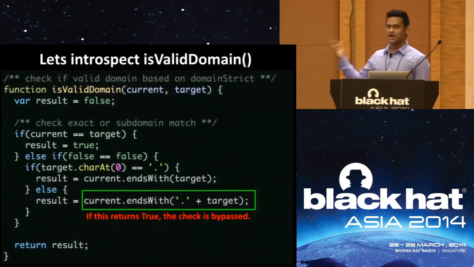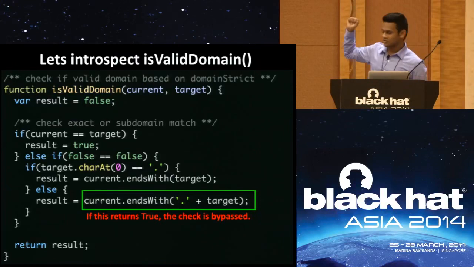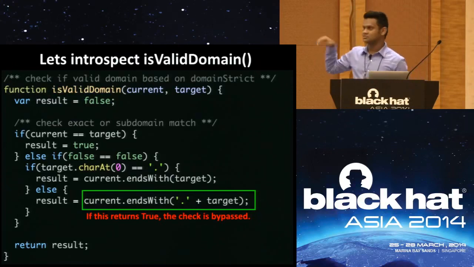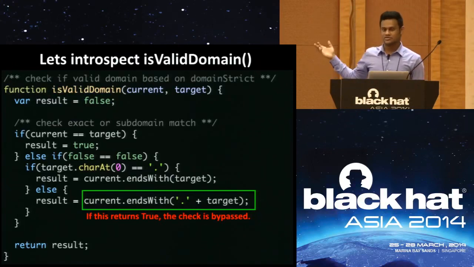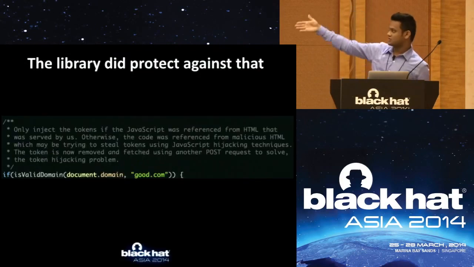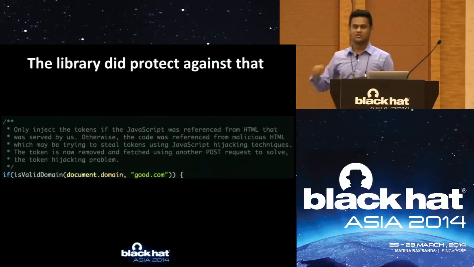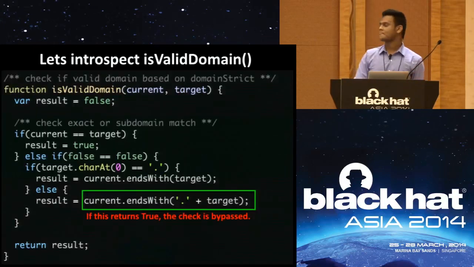Let's get into isValidDomain and what it tries to do. Initially it checks whether the current value is the same as the target. If this library is being loaded by good.com itself, then yeah, return true. And if it returns true, the if statement becomes true, the injection happens, and your CSRFGuard works.